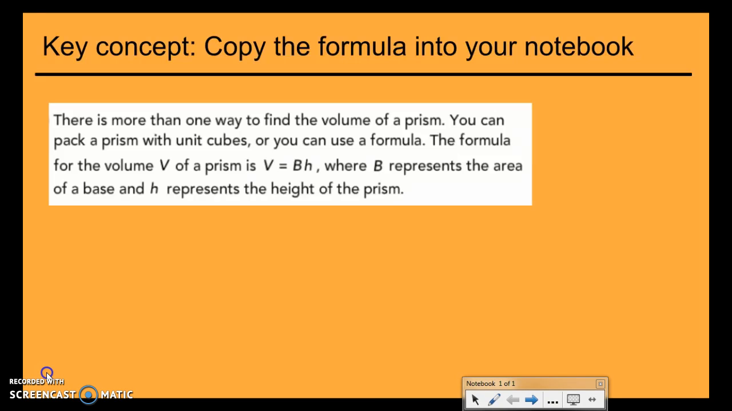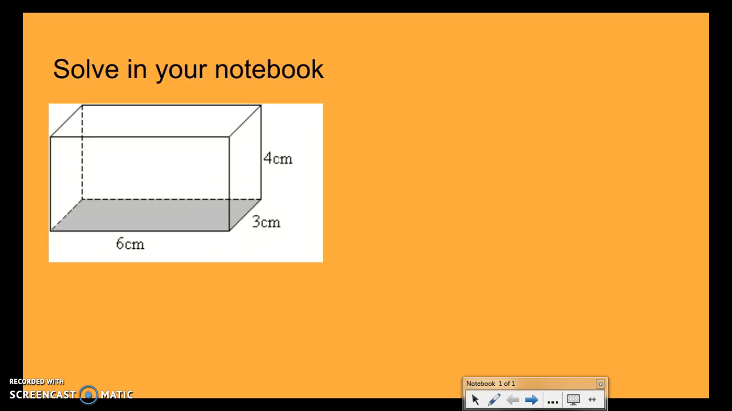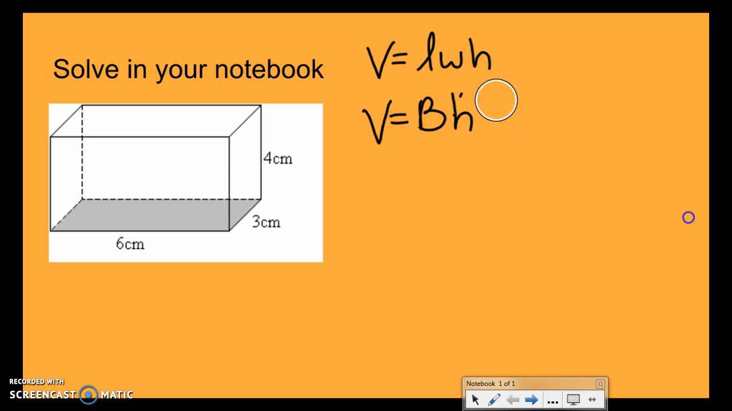Alright, so let's kind of dive into what this actually means. Let's solve for the volume of this rectangular prism. So, we first need to write down what our formula is going to be. In the past it was area, but we're not trying to find area anymore. We're trying to find the volume. We have two formulas. We have volume equals length times width times height. And we also have volume equals the area of the base times the height.